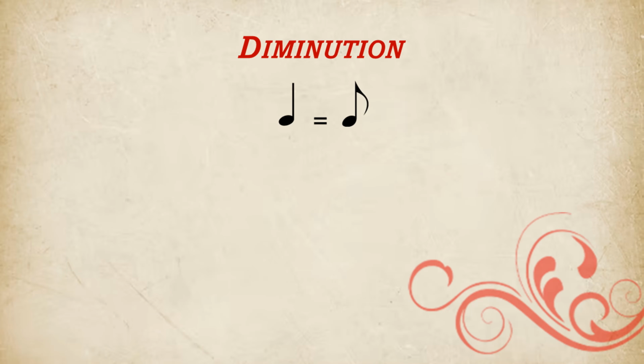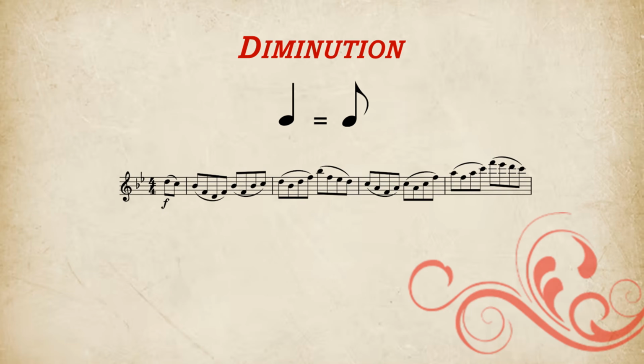In practice, instead of a literal diminution, which would simply result in doubling up the tempo, composers normally used what I call figurative diminution, in which the tempo is kept but the melody is ornamented with smaller value notes, giving the impression of a faster pace.